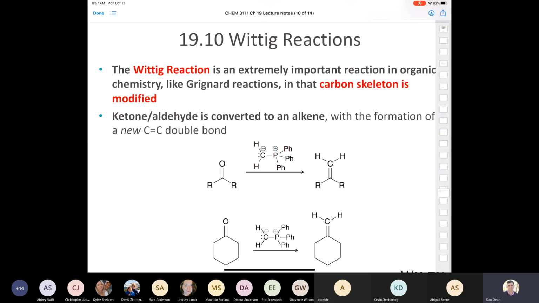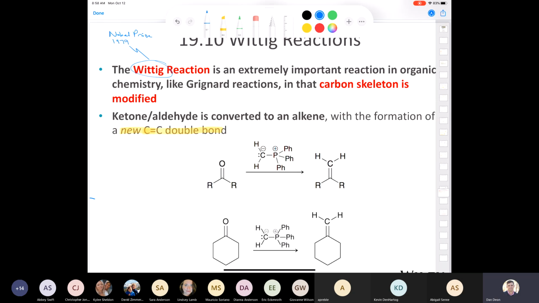Very important reaction. And it says here, the Wittig reaction is an extremely important reaction in organic chemistry like Grignard, in that the carbon skeleton is modified. You take a ketone or an aldehyde and you convert it to an alkene with the formation of what? Ooh, a new carbon-carbon double bond. Didn't I tell you guys that if you could find a way to make carbon-carbon bonds, you'd win a Nobel Prize? Well, Wittig won the Nobel Prize in 1979. He shared it with Herbert Brown. But anyhow, you got a Nobel Prize for it.